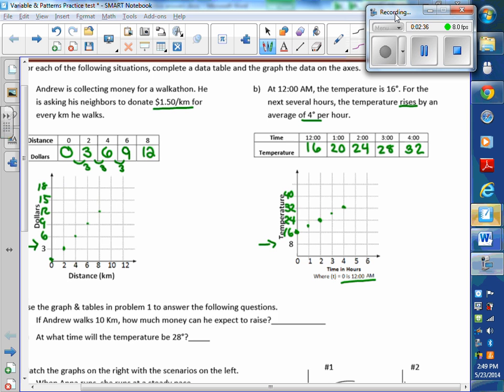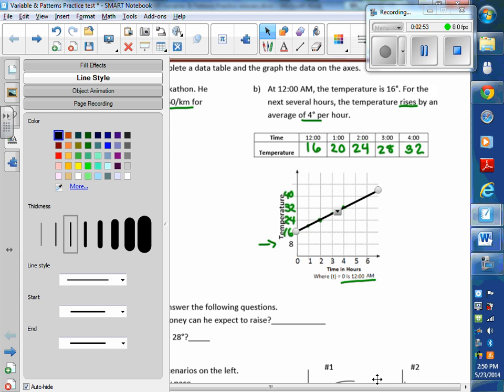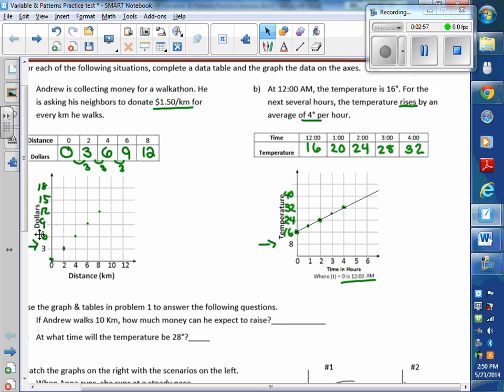Okay? If I wanted to, I could connect them with a line, because it does show a trend. Probably that line is a little thick. So you might want to make your line thinner, because it sort of clouds information. So use a nice sharpened pencil. Okay?